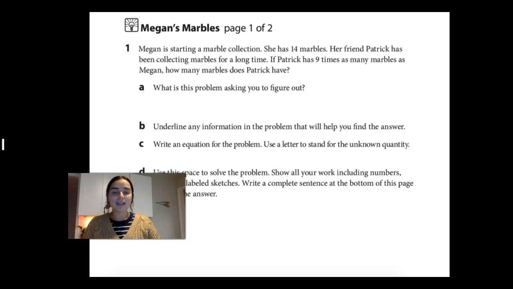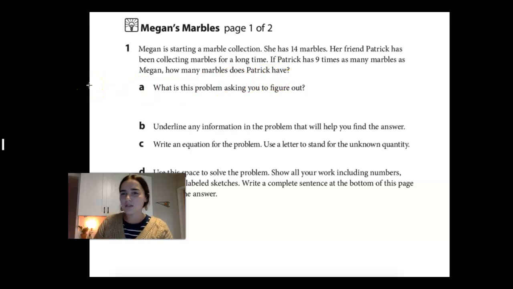Here we go. Megan is starting a marble collection. She has 14 marbles. Her friend Patrick has been collecting marbles for a long time. If Patrick has 9 times as many marbles as Megan, how many marbles does Patrick have?